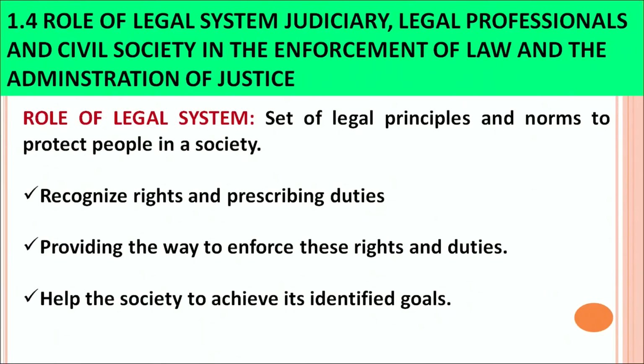So first of all, we need to know about the role of legal system. So what is a legal system? Legal system means a set of legal principles and norms to protect the people in the society. What does the legal system do? It recognizes the rights and it prescribes the duties. It provides the way to enforce these rights and duties, and it helps the society in achieving its identified goals.